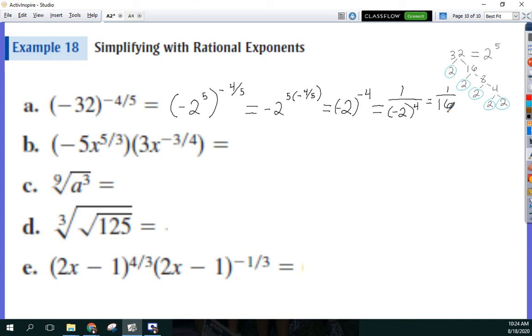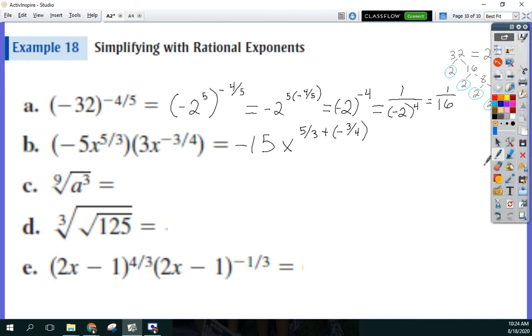So I have a negative 5 times a positive 3. It's going to give me a negative 15. We have two things that have the same base, and they're being multiplied together. So we would end up adding those two things. So we have 5/3 plus a negative 3/4. I'm going to come over to the side and do a little scratch work.